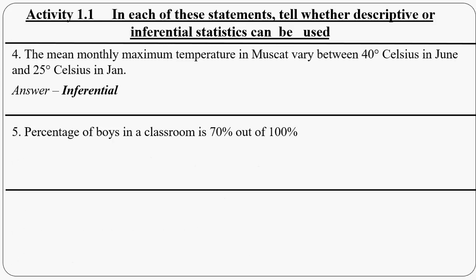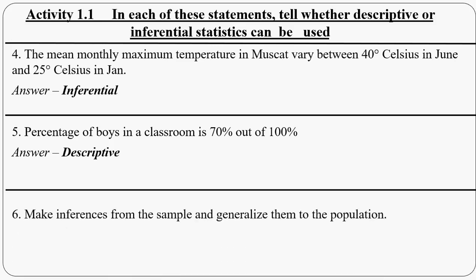Question number 5. Percentage of boys in a classroom is 70% out of 100. So it is giving the total count, 70%. When it is done totally, it is called descriptive statistics. Yes, the answer is right.